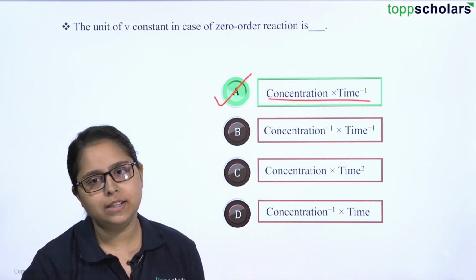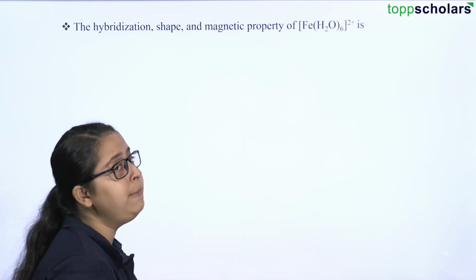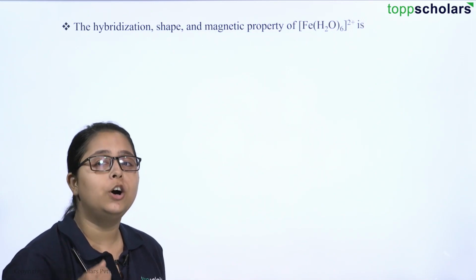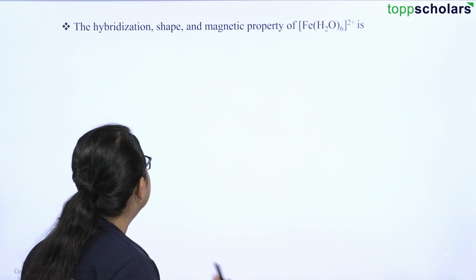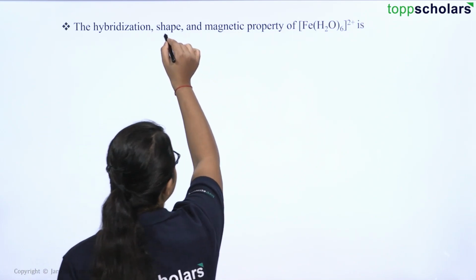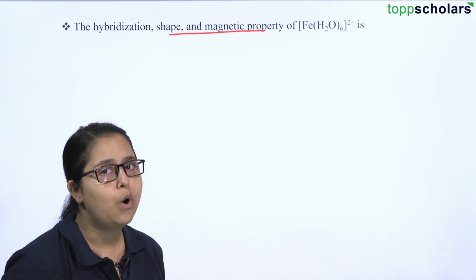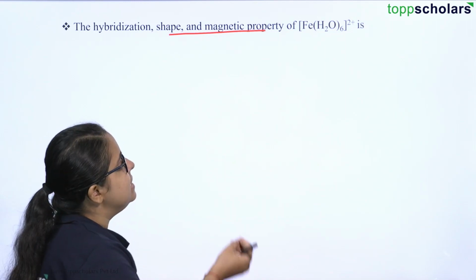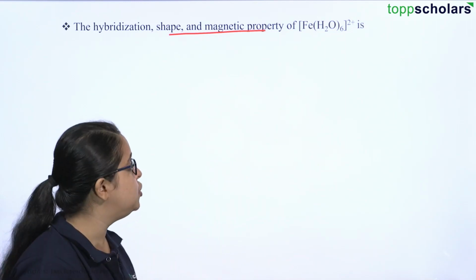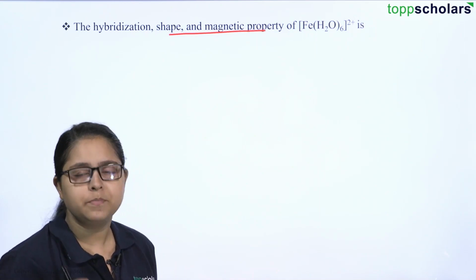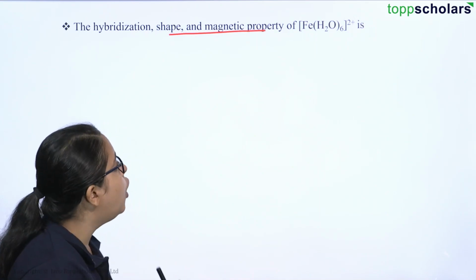Now, let us proceed with the next question. The next question we are having is about hybridization. Okay, it is another very important topic with your exam perspective. The question says the hybridization, shape and magnetic property of this complex is what? Okay, the complex is Fe(H2O)6 with a charge of 2+. First of all, we will have the look on options.